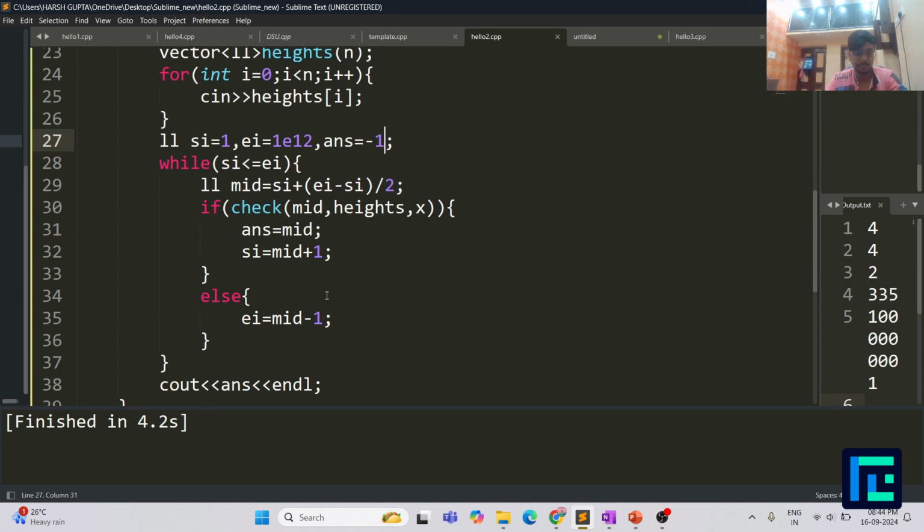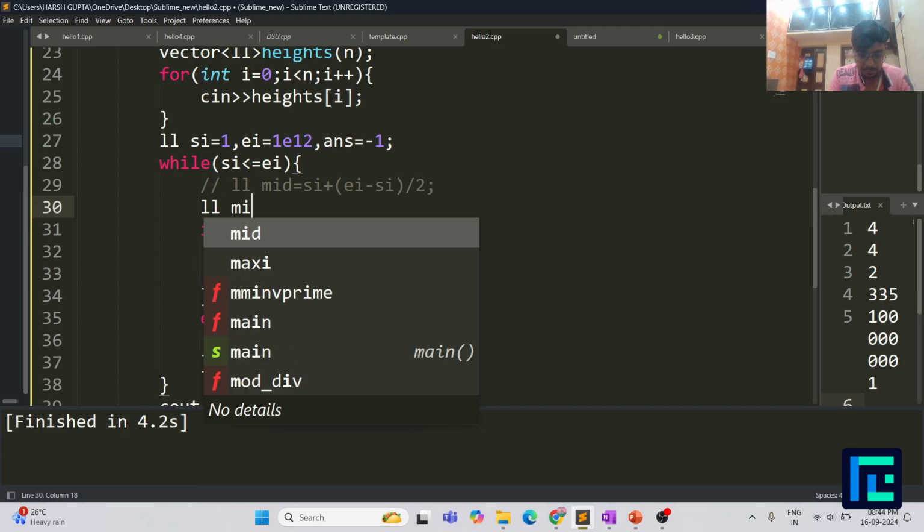inside this while loop. Now inside this while loop, while starting index is less than or equal to ending index, we are initializing our mid with the mid value of starting index and ending index. So there are two ways of writing it. You can either write it like this, or you can write it like this as well. Both work.